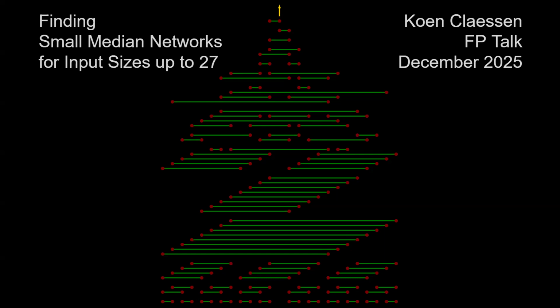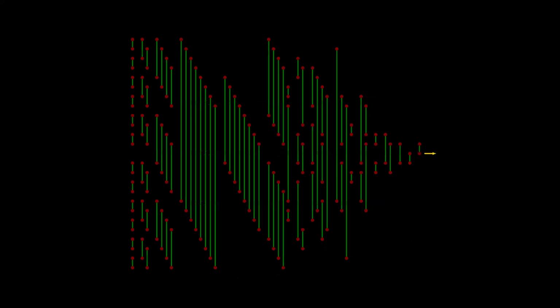So, Christmas theme talk. Here's my beautiful Christmas tree. The talk is about this Christmas tree. What is this Christmas tree? Well, of course, it's a median network. So how do we see it's a median network? Well, first you have to admire the nice colors and the nice red Christmas balls and the nice little golden arrow at the top. And then we turn it around. Whoa. And this is a median network.